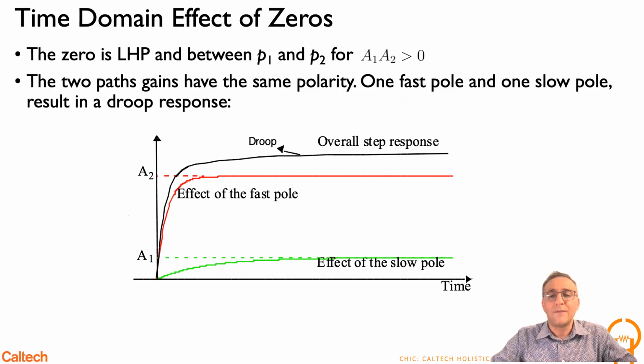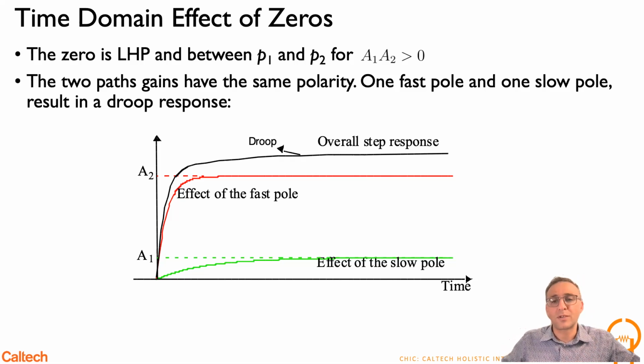So for example, if this zero is between the two poles, in other words, A1 and A2 have the same polarity, you have two responses, right? You have a fast, large response and a slow, smaller response. So your system gets close to its final value very quickly, but the overall response, being the sum of the green and the red, is going to take a long time to settle, and you will have the so-called droop.